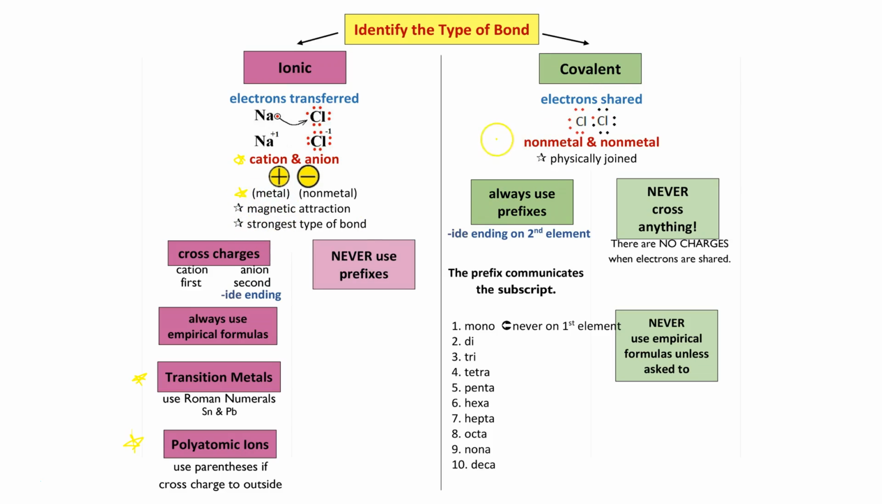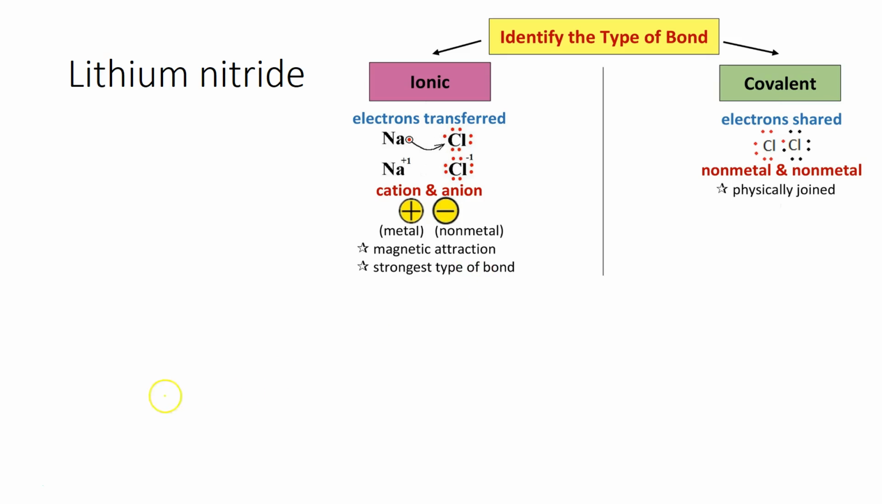If it's covalent, here is your key. I'm going to put it in a big, nice bubble. You're always going to have nonmetals. Ionic has a lot of possibilities, but for covalent, it's always going to be nonmetals, no matter what. You'll also see prefixes. We never use prefixes for ionic, so if we see a prefix, it's going to be covalent. So let's take a look at a few examples and see if we can determine if they're ionic or covalent. I've left the chart there so we can use it as a guide.